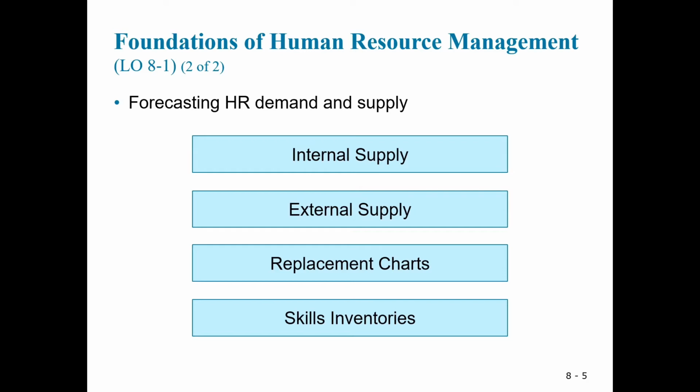More generally, to facilitate planning and to identify people for transfer or promotion, organizations may also use employee information systems, or skills inventories. These systems contain information on each employee's education, skills, work experience, and career aspirations. After comparing future demand and internal supply, managers can develop contingency plans to minimize the negative effects of a shortage of HR.